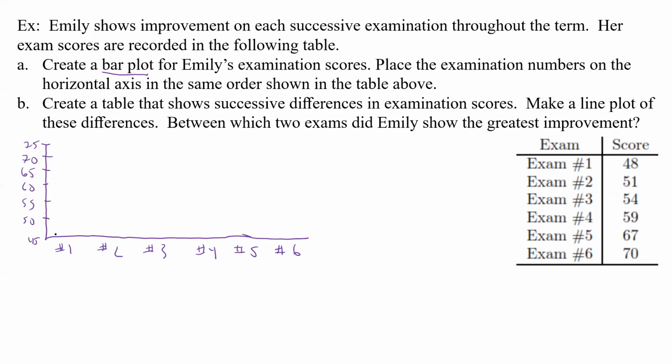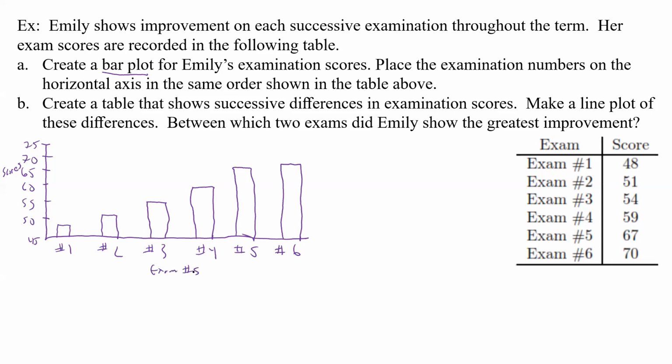Number 1, 48. So it goes up, not quite to 50, and that would be our bar chart. Number 2, 51. So this one, we go up a little bit over 50, and we have that one. Then we go to 54, which is just under that 55 mark. Number 4 goes to 59, so we're even higher. Number 5 goes up to 67, so somewhere in there maybe. And the last one goes to 70, okay? So that's part A. And so these are the scores and these are exam numbers, okay?